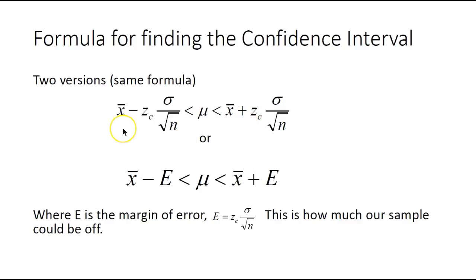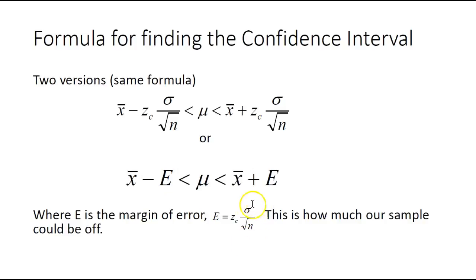And everything you see here you would have to have given to you, which we do. Sample mean, the z-score for the confidence interval that we just looked up in the table, the population standard deviation, and the sample size. Now here's a simpler version, but you still have to calculate what E is. And E is the margin of error. If you notice the formula here for E, this little doodad is right here.